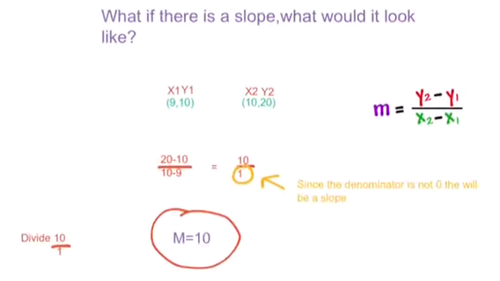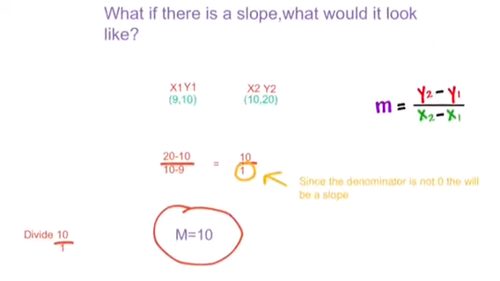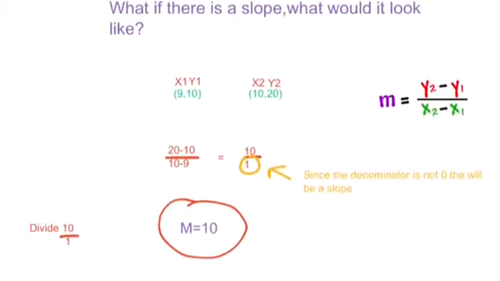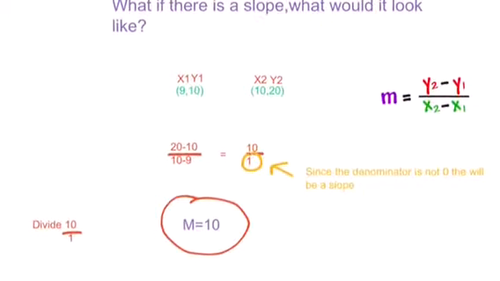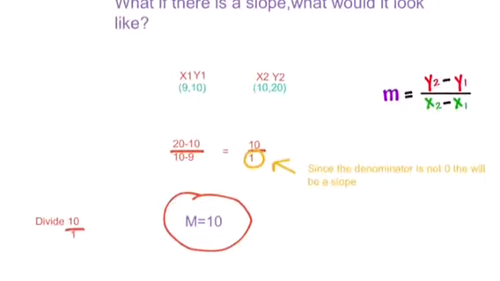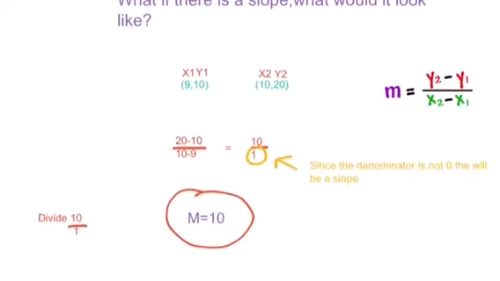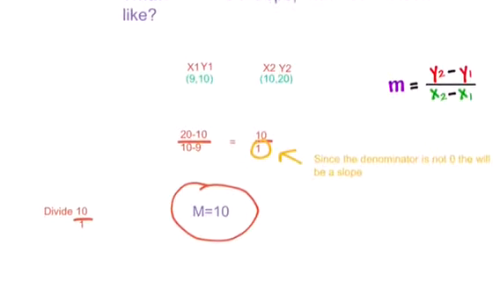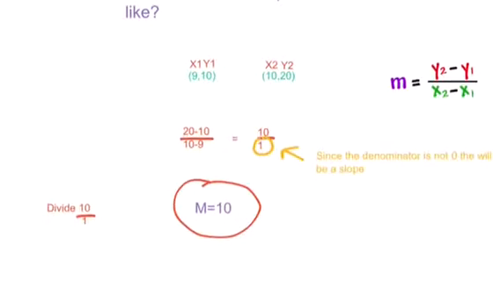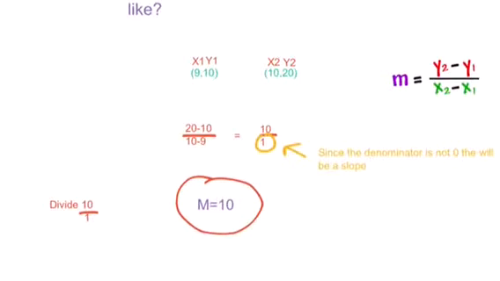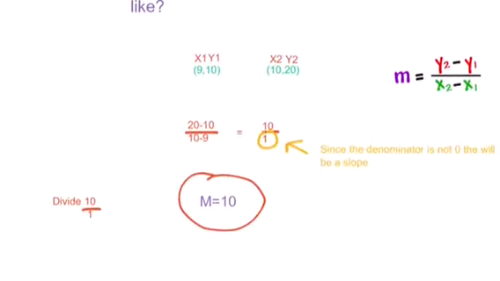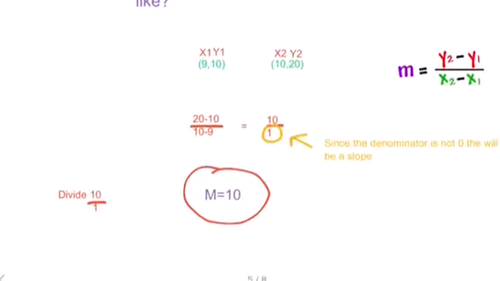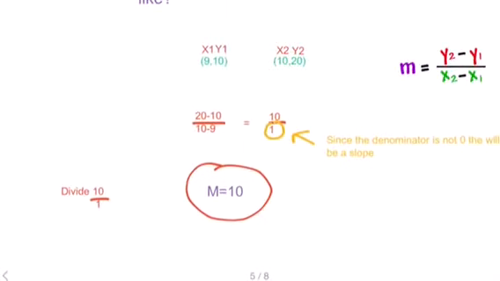Alright, so in the previous problem I showed you what it would look like if there was no slope. Now let me show you what it would look like if there is a slope. So we're going to use y2 minus y1 over x2 minus x1. I'm going to make 20 y2, 10 y1, the other 10 will be x2, and then 9 will be x1. 20 minus 10 is 10, and 10 minus 9 is 1. So since there is a number besides 0, there will be a slope. So then you would divide 10 by 1, and that equals 10. So our slope here is 10.